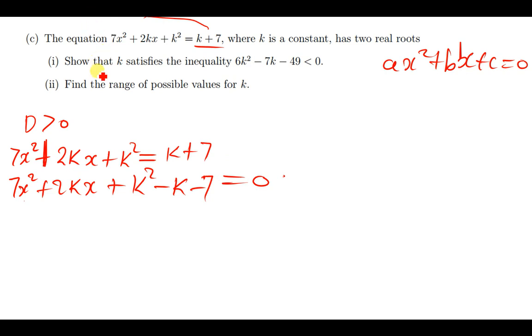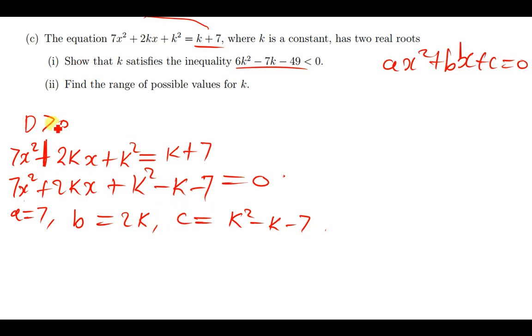So the first question is to show that k satisfies this inequality. And how do we show that? Let us quickly do it here. So the discriminant is greater than 0. When we say the discriminant is greater than 0, we can identify which one is our a, which one is our b, which one is our c in this equation. So our a is simply equal to 7, our b is simply going to be equal to 2k, and then our c will be equal to k squared minus k minus 7.